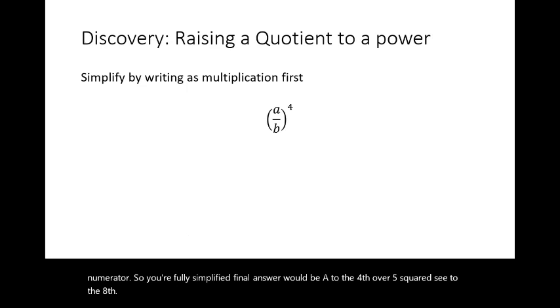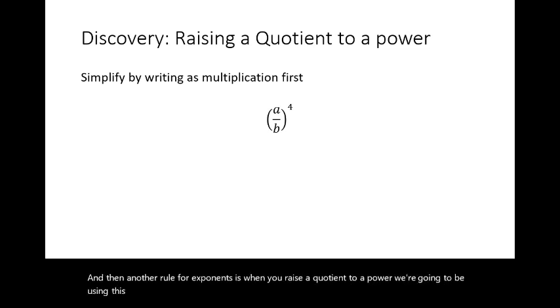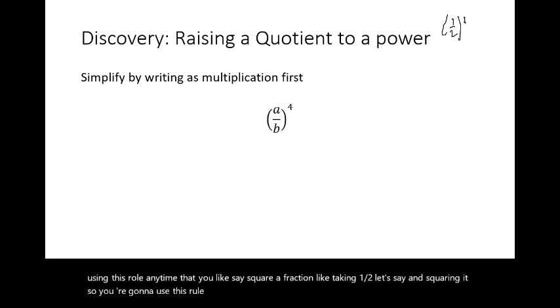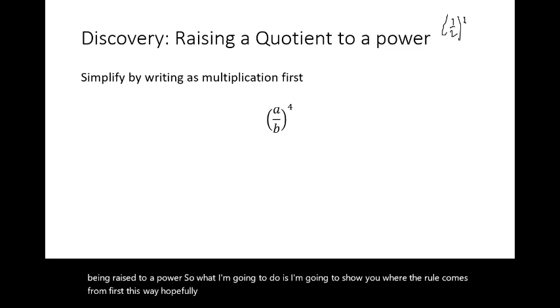And then another rule for exponents is when you raise a quotient to a power. You're going to be using this rule anytime you, say, square a fraction, like taking 1/2 and squaring it. You're going to use this rule all the time, especially when you have any sort of fraction being raised to a power. So what I'm going to do is show you where the rule comes from first. This way, hopefully you understand why the rule works the way it does and you can use it effectively.